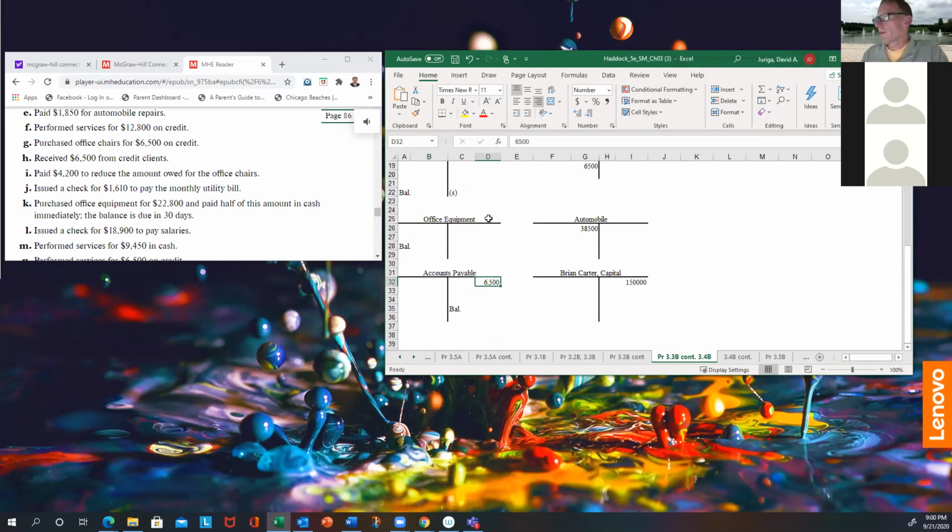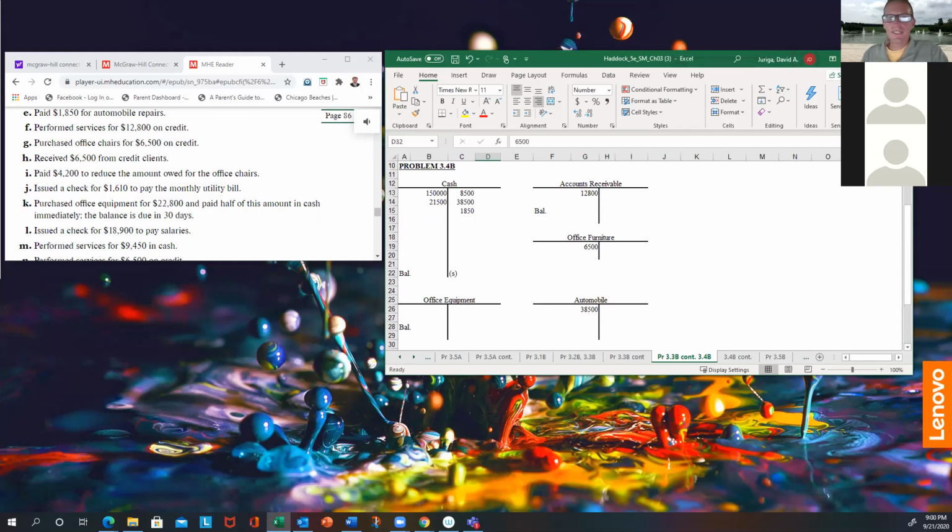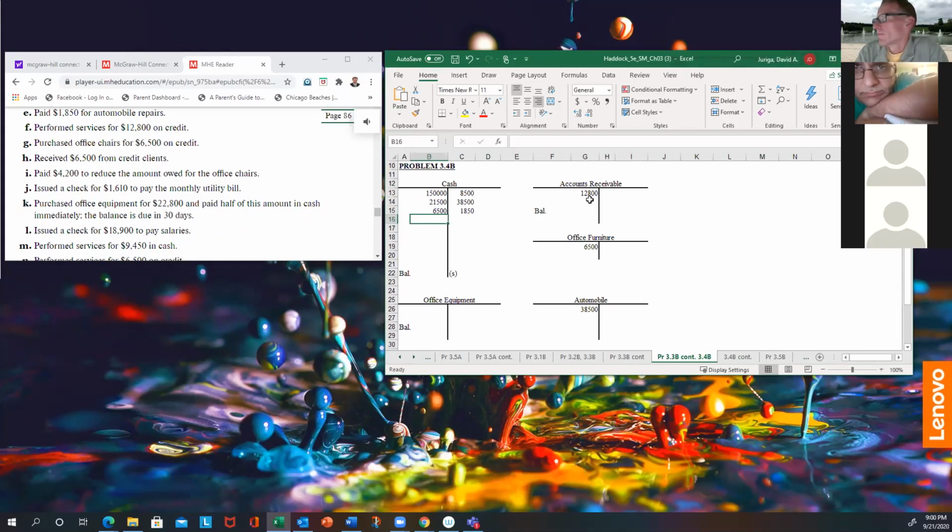Okay, letter H. Receive $6,500 from a credit client. Receive money, right? Receive cash. That means cash is increasing. That means cash has to be what? Debited or credited? Debited. You got it. So if I debit cash for $6,500, what am I going to credit? And it's not going to be fees income. You're going to say accounts payable. And it's not going to be accounts payable. That's like accounts receivable.